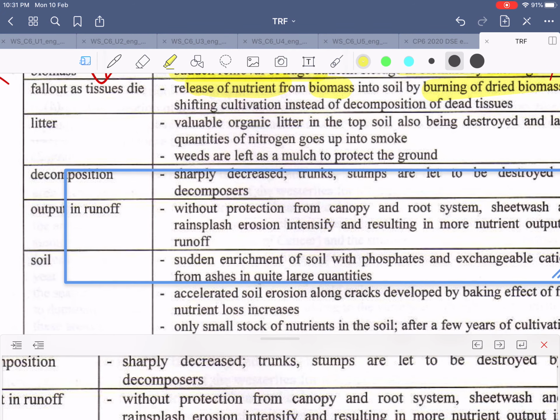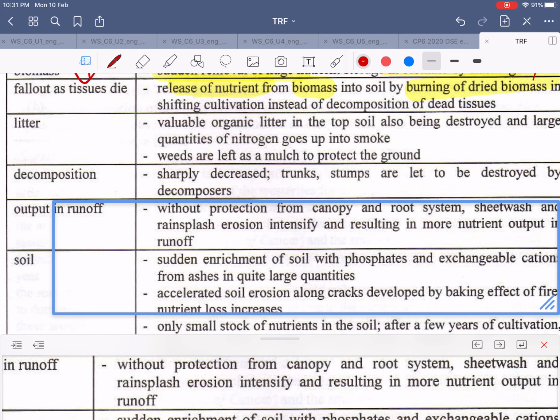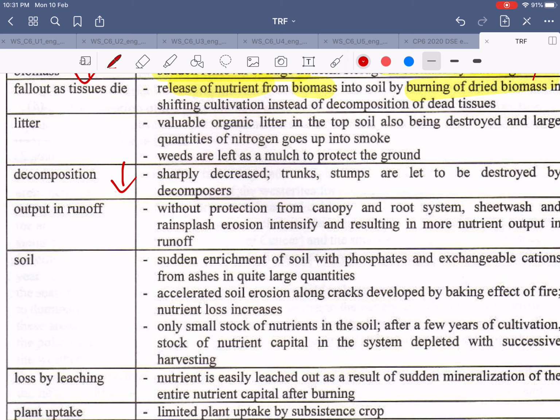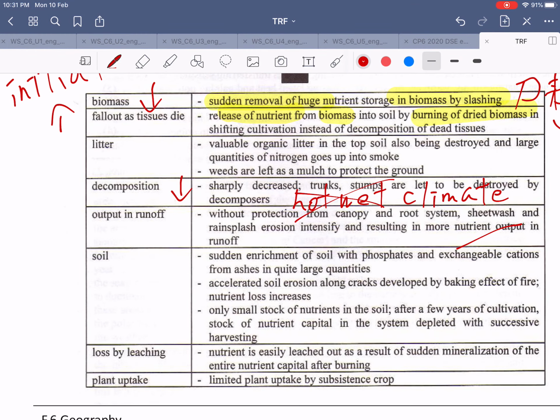Okay, how about the decomposition? Decomposition will be reduced. Why? Because the hot, wet climate is no longer available. It's no more available, so the decomposition will be decreased, and also trunks and stumps are destroyed by the decomposer. The decomposers have done their job, so if there is nothing more for them to decompose, they will die soon because they don't have food.